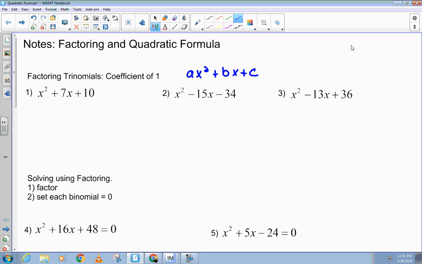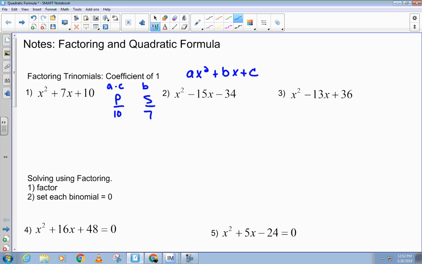Okay? And so there's lots of different ways that it can be done, but I'm going to show you factor by grouping, and then we're going to talk about the shortcut when the coefficient is 1. All right. So I call this product and sum. Some other teachers call it other things. But you multiply the coefficient a times the c, and then your sum is your b, the coefficient in front of the x. All right. So my product would be 1 times 10, which is 10, and then my sum is 7.